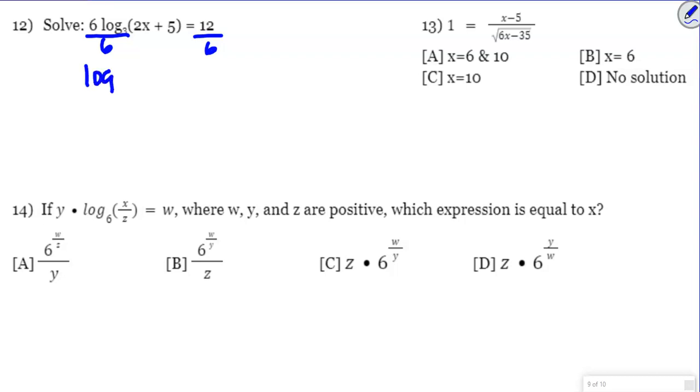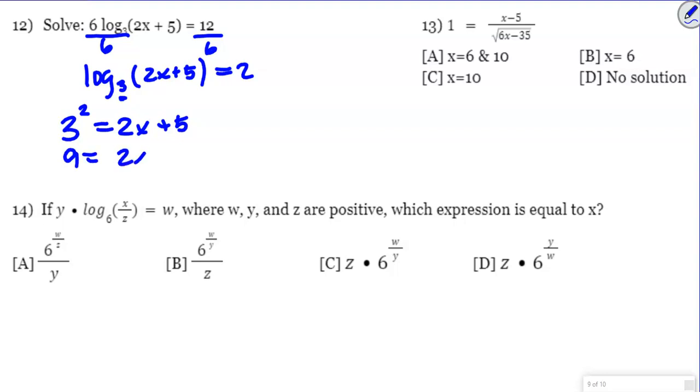So this is going to be log base 3 of 2x plus 5, and that's equal to 2. Now we're going to write it as a log. So we're going to take our base, remember we're going to switch the other two things, to the power of 2, and that's equal to 2x plus 5. So that's going to be 9 is equal to 2x plus 5. Going to subtract 5 from both sides. So that's going to give us 4 is equal to 2x.